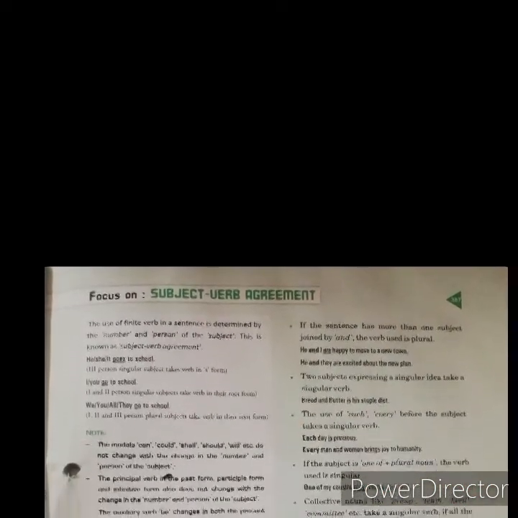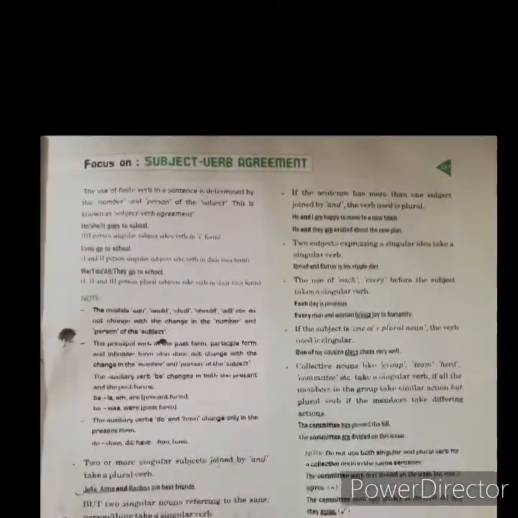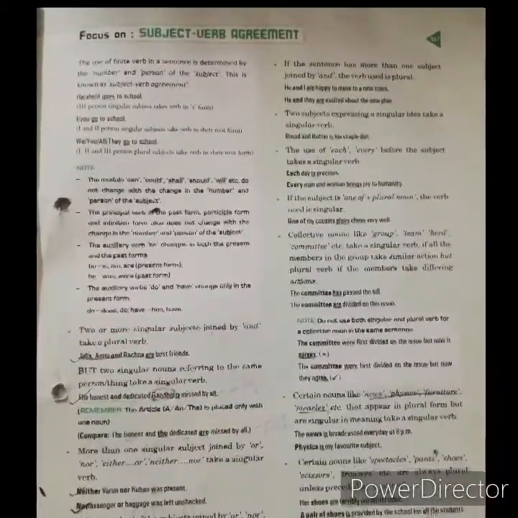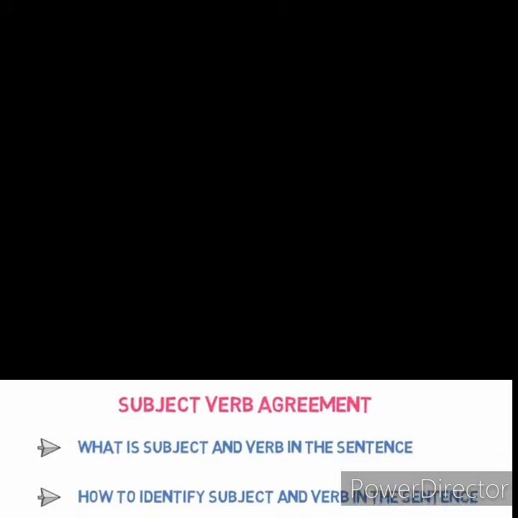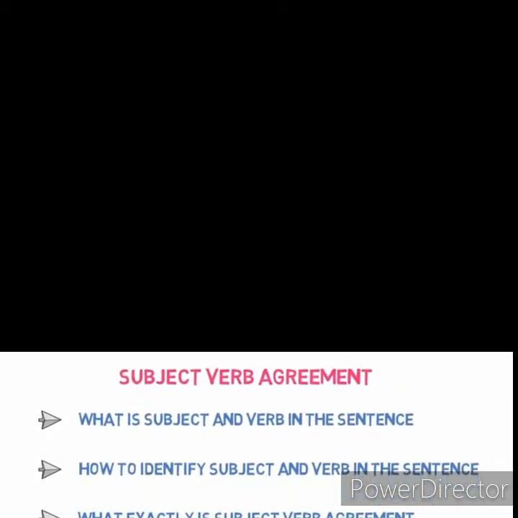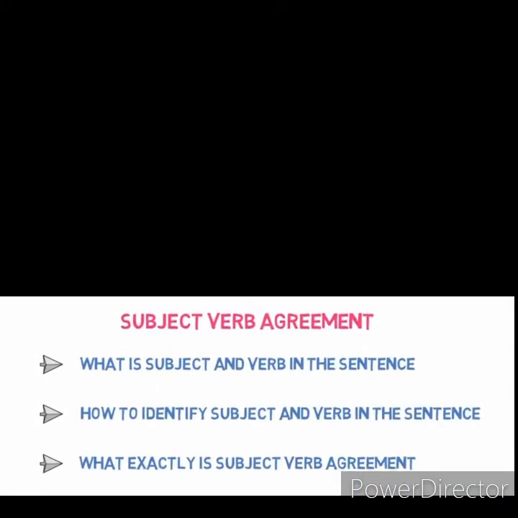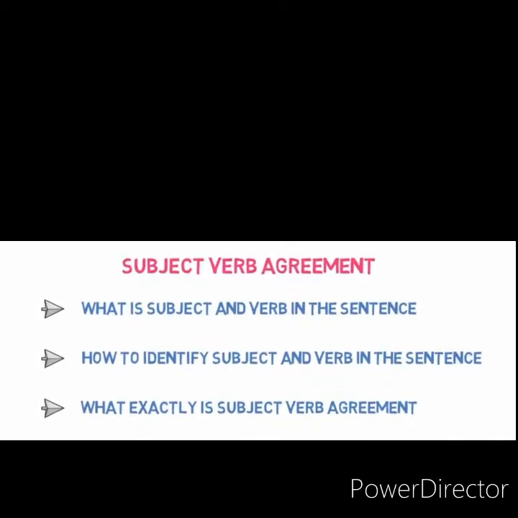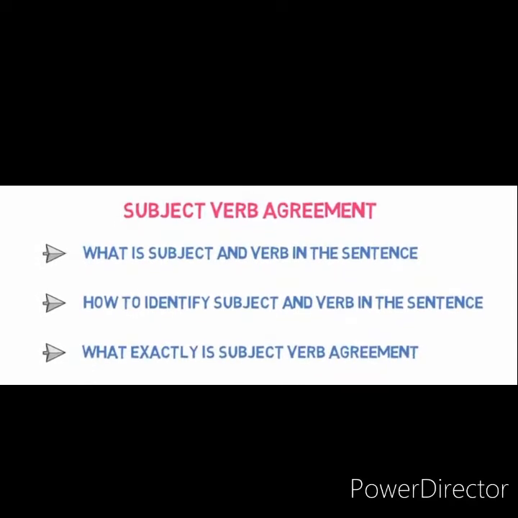In today's English e-learning class, we will study a grammar topic, and that is subject-verb agreement. Before we understand what subject-verb agreement means, we should understand the following things. First, what is a subject and a verb in a sentence? Second, how to identify a subject and a verb in a sentence. And then, what does exactly subject-verb agreement mean?